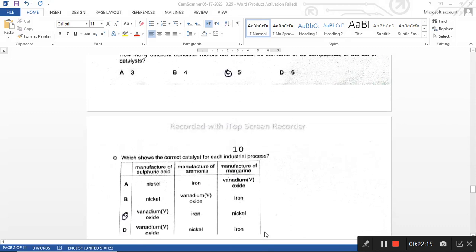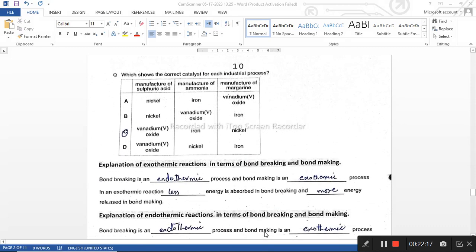Moving forward, we have a past paper question which shows the correct catalyst for each industrial reaction. Manufacture of sulfuric acid, we have vanadium pentoxide. Manufacture of ammonia, iron. Manufacture of margarine, nickel. You can do this question only when you have learned that table, so please learn that table.